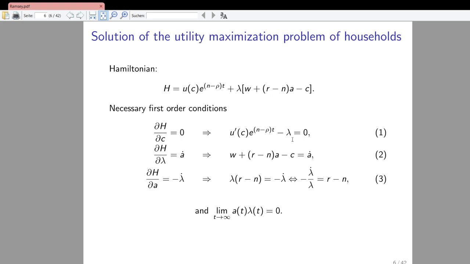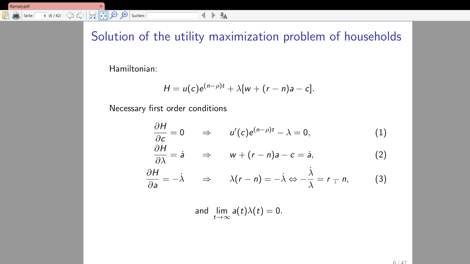Now the necessary first order conditions for an interior optimum are, as before, the derivative of the Hamiltonian with respect to the choice of consumption, which is the derivative of the instantaneous utility function with respect to consumption multiplied by the discount factor, unchanged because it doesn't contain consumption. And we have the consumption level showing up here as well, so we have minus lambda has to be equal to 0. Again, that's the optimality condition. And we cannot increase our lifetime utility anymore by changing consumption if it is fulfilled.